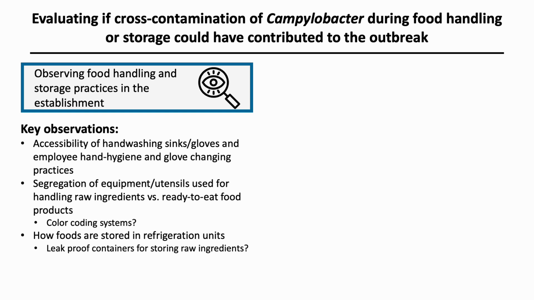Additionally, pay attention to how equipment and utensils are segregated. Are food handlers cleaning and sanitizing equipment and utensils between handling raw ingredients and ready-to-eat products? Or is there a color coding system in place? For example, are different color cutting boards used to handle raw ingredients than other food ingredients or products?